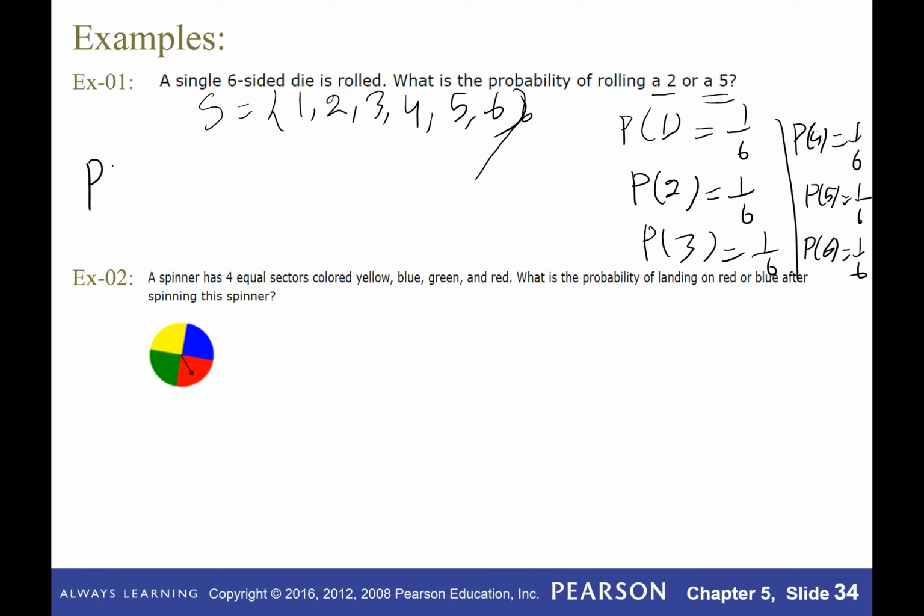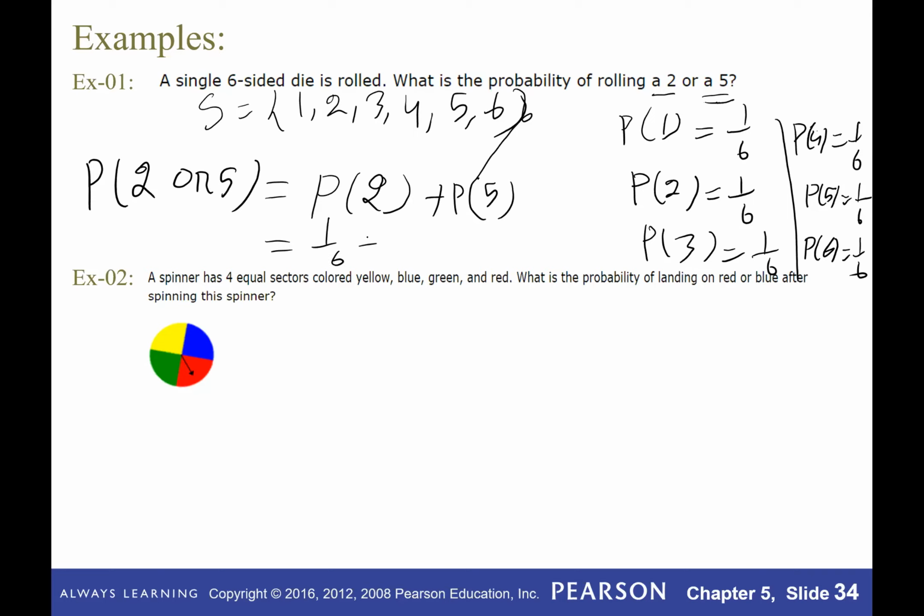So we have to find the probability of 2 or the probability of 5. Since they are mutually exclusive, this probability will be the probability of 2 plus the probability of 5. So it is just 1 over 6 plus 1 over 6. This is 2 over 6. So this is the probability.